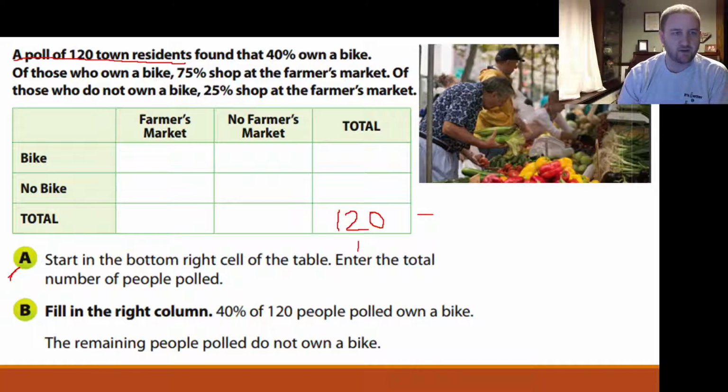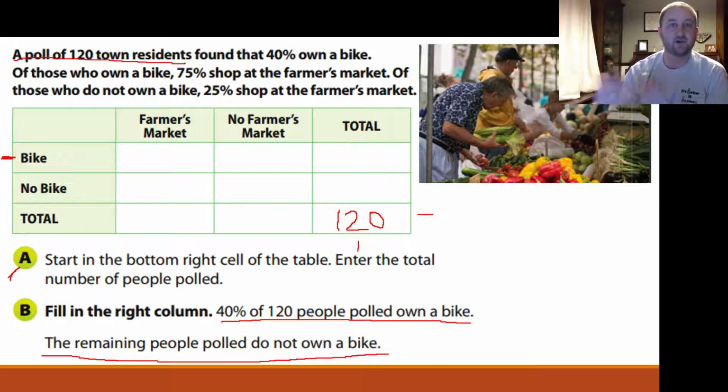Okay, so a poll of those residents said that 40% of them own a bike. So we want to look at the row that says bike, and it says 40% of them own a bike. So right here it says 40% of 120 people own a bike, and then the remaining people polled, obviously they don't own a bike. So we are going to need to use our calculator here to figure out what 40% of 120 is.